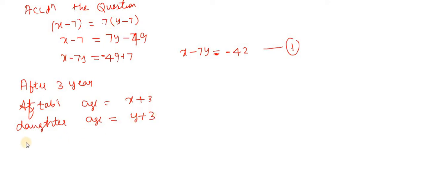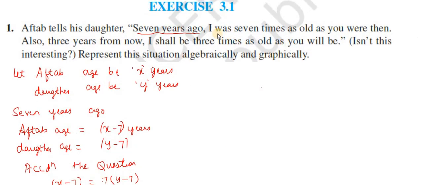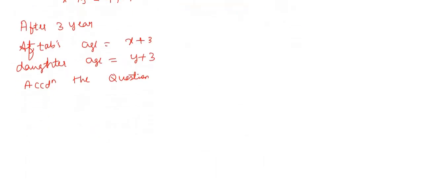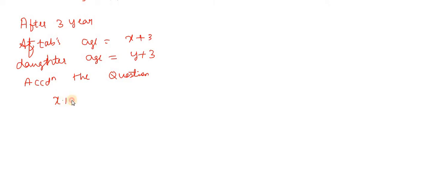So now according to the question, what they gave here: I shall be 3 times as old as you. Who is 3 times as old? Aftab is 3 times as old as his daughter. Therefore Aftab's age is x plus 3, and his daughter's age is y plus 3, so 3 times that is 3 times y plus 3. Now simplify this. So x plus 3 is equal to 3 times y plus 3.